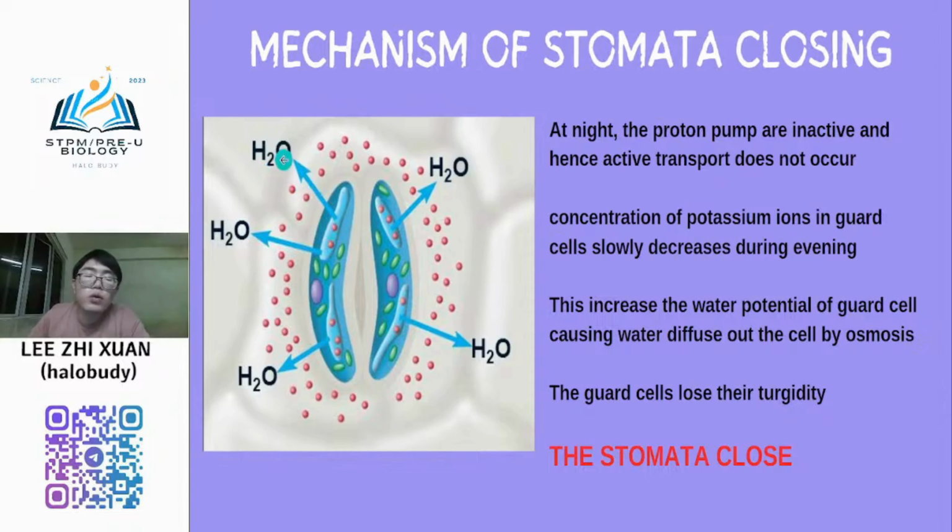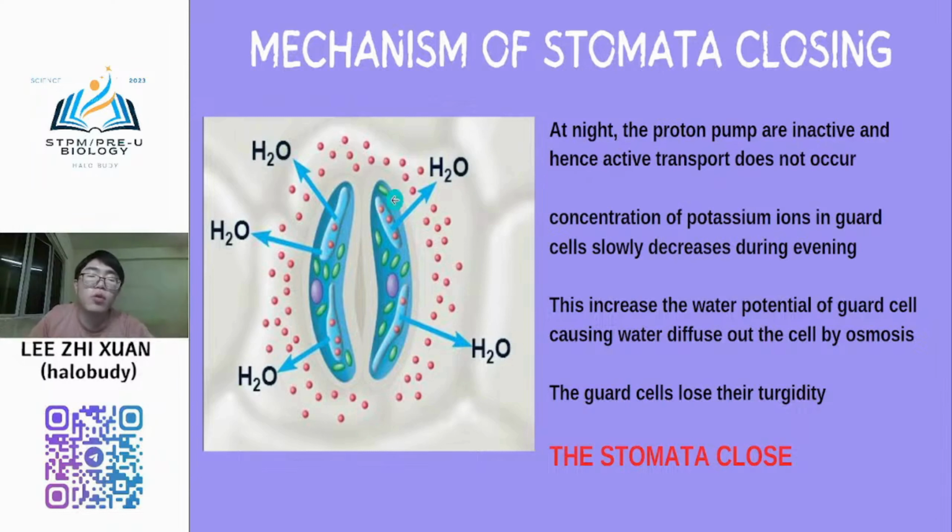So when the water starts to diffuse out, the guard cell will lose its turgidity. You know that in a plant cell, when water is lost from the cell, the plant cell will become flaccid, right? But in this stomata condition it will not become flaccid at all, unlike the hypertonic condition you learned in SPM. It just maintains until equilibrium, then the diffusion of the water will stop.